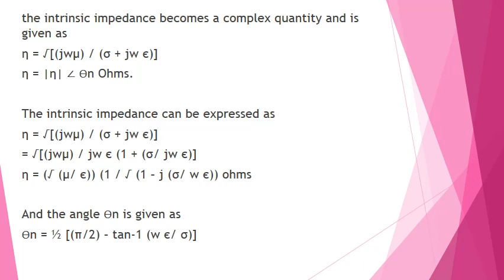Now the intrinsic impedance eta is equal to root of j omega mu divided by sigma plus j omega epsilon. We can express the intrinsic impedance as eta equal to root of mu by epsilon into 1 by root of 1 minus j sigma by omega epsilon in ohms. The angle theta n is given as theta n equal to half into pi by 2 minus tan inverse of omega epsilon divided by sigma.